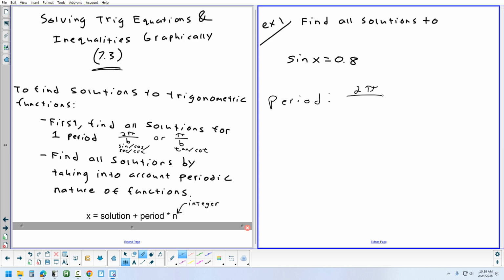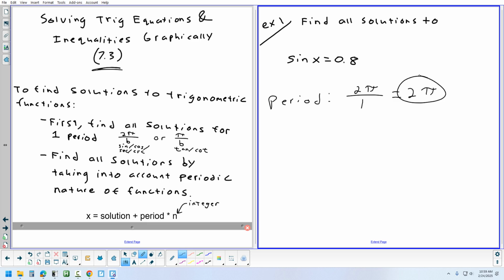And what is b in this case? No, b has to be a number. It has to be a number we fill in. Yep, just 1, because there's nothing there. It's the coefficient in front of the x. So in this case, it's a 1. So the period is 2 pi.